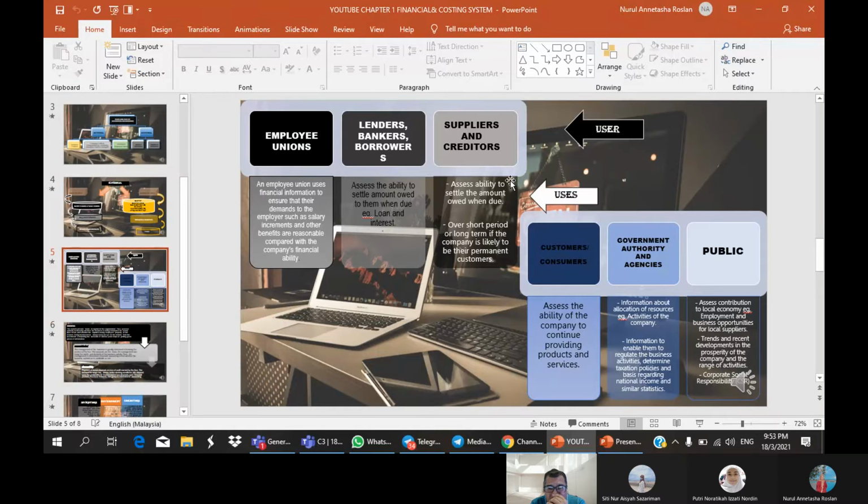So this is part of users. End user of employee union. What they do is, an employee union uses financial information to ensure that their demand to the employer, such as salary, increment and other benefit, are reasonable compared with the company's financial ability.